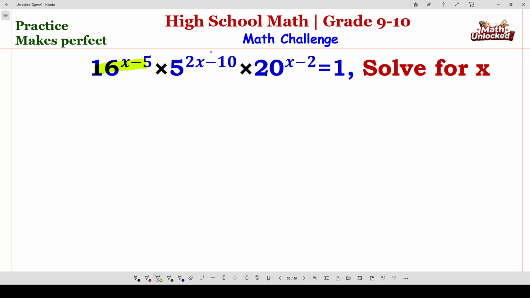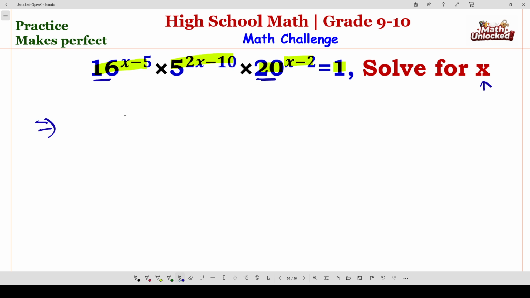16 to the power x minus 5 times 5 to the power 2x minus 10 times 20 to the power x minus 2 equals 1. We are going to find out the value of x. So here is a 16 and here is a 20.